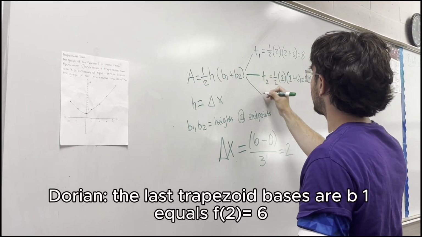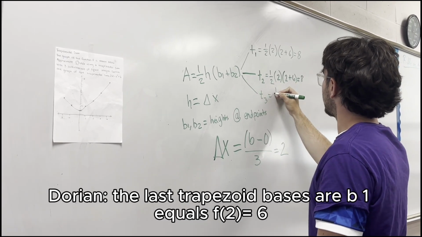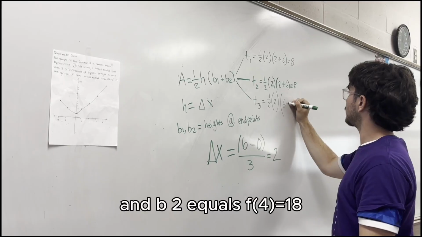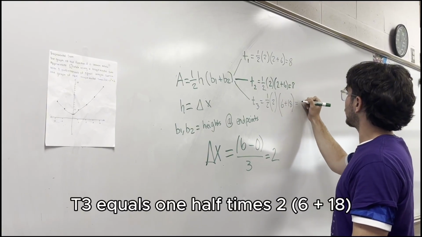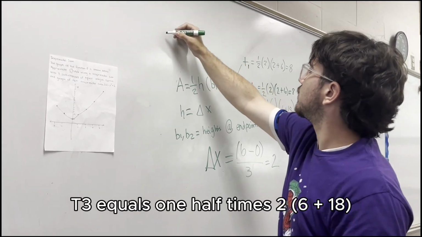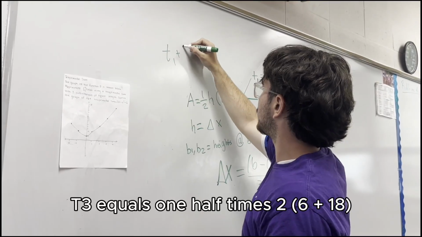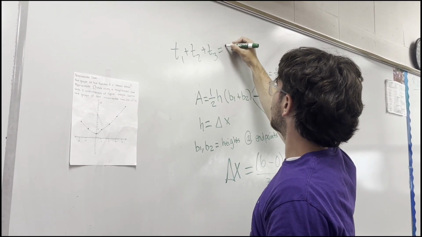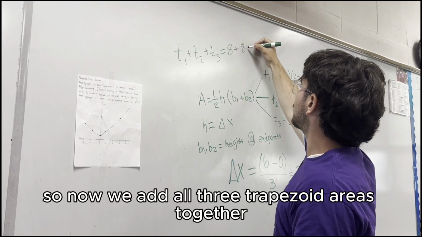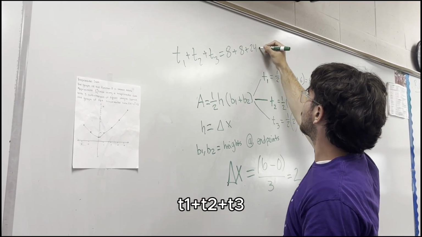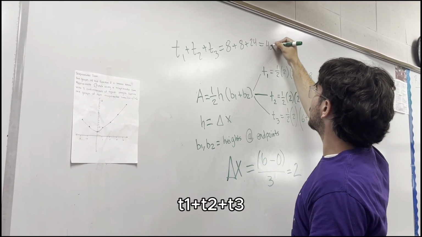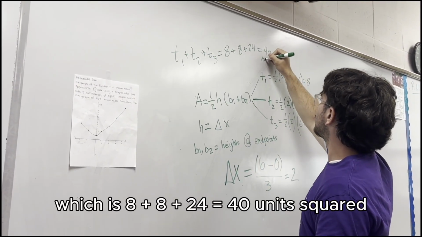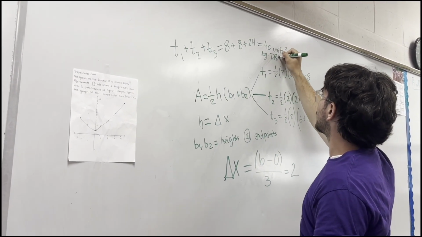The last trapezoid bases are B1 equals f of 2 equals 6, and B2 equals f of 4 equals 18. T3 equals 1/2 times 2 times (6 plus 18), which is equal to 24. So now we add all three trapezoid areas together. T1 plus T2 plus T3, which is 8 plus 8 plus 24, equals 40 units squared.